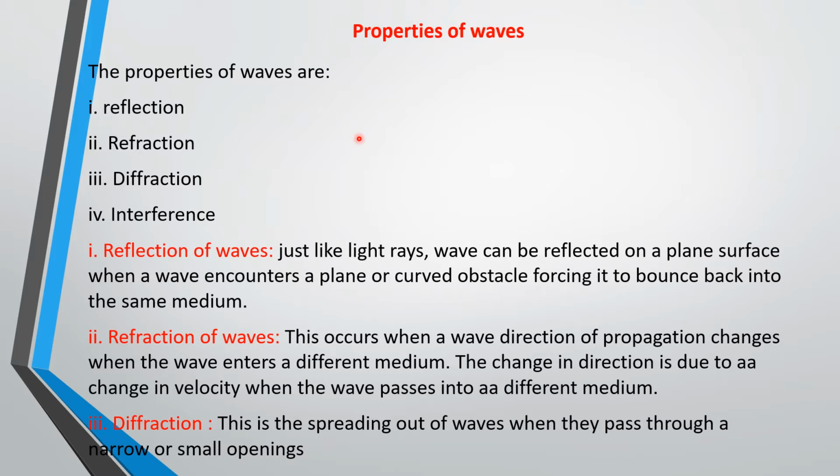Okay, so what are some of the properties of waves? We have discussed waves extensively. If you look at waves very well, you see that waves sometimes behave like light rays. So some of the properties that are applicable to light rays are also applicable to wave motion. Some of the properties of waves are: waves undergo reflection, they also undergo refraction, diffraction, and also interference. So basically, these are the properties of waves.